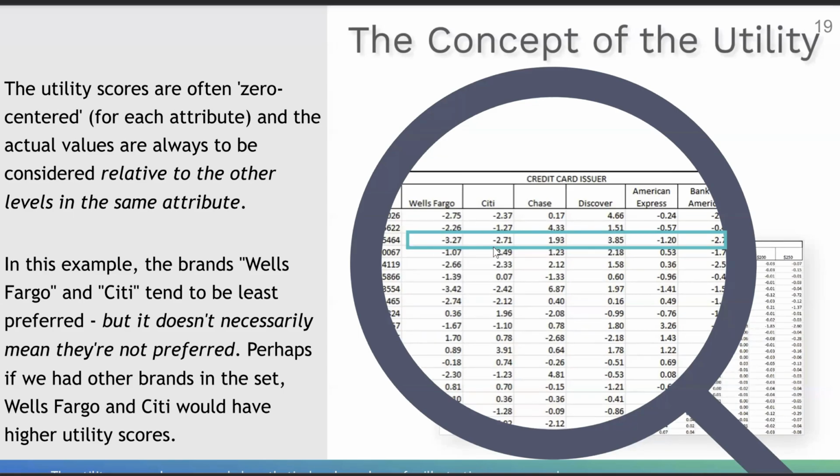But that doesn't mean, and this is a very important point, that people don't like a Wells Fargo card or a Citi card. That just means that within this set of brands, they're less preferred than Chase, than Discover, et cetera. If you had a different set of brands here, these numbers would be very different. They may actually be positive. We don't actually know, but in this set, they're less preferred. So these are the utility scores that get calculated.